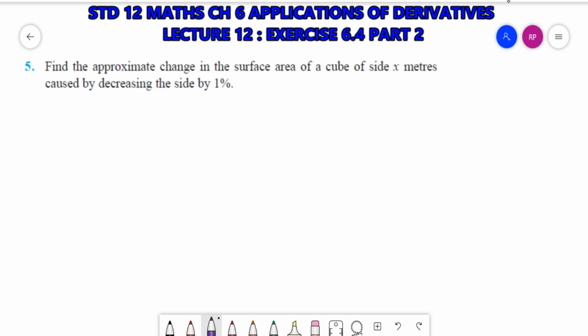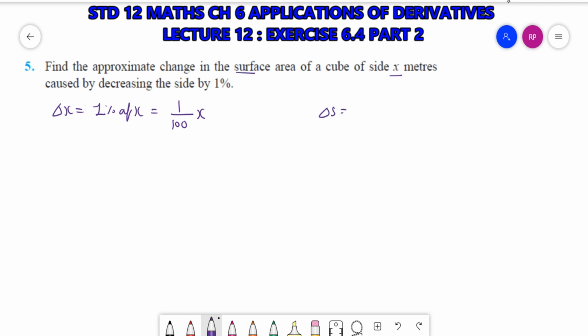Question number 5. Find the approximate change in surface area of a cube of side x meters caused by decreasing the side by 1 percentage. Okay, it's just similar. The only change is here you have to find out the change in the surface area. So now delta x, that is 1 percentage of x, that means 1 by 100 of x, right? You have to find out the change in surface area.